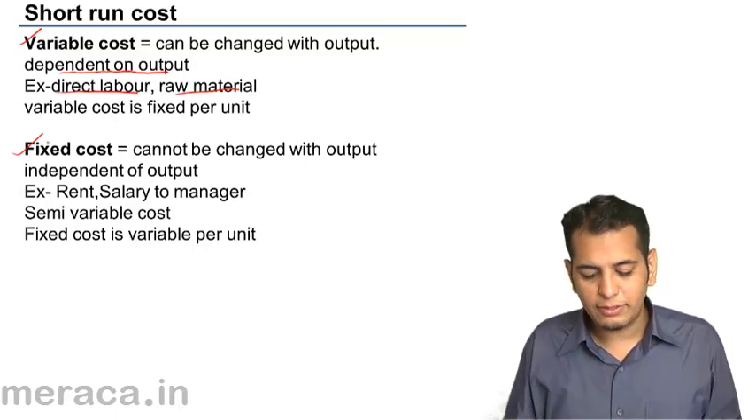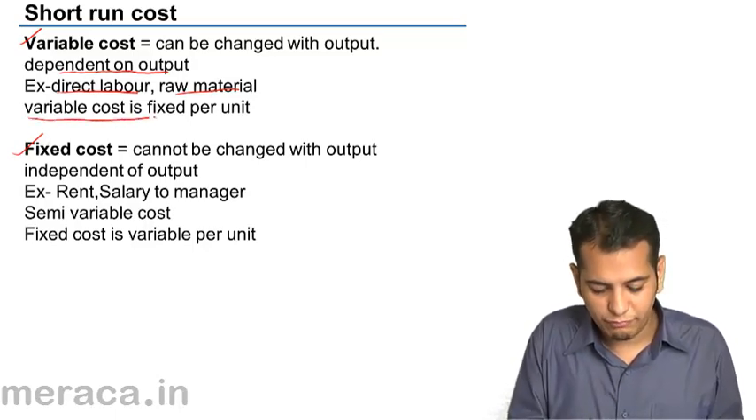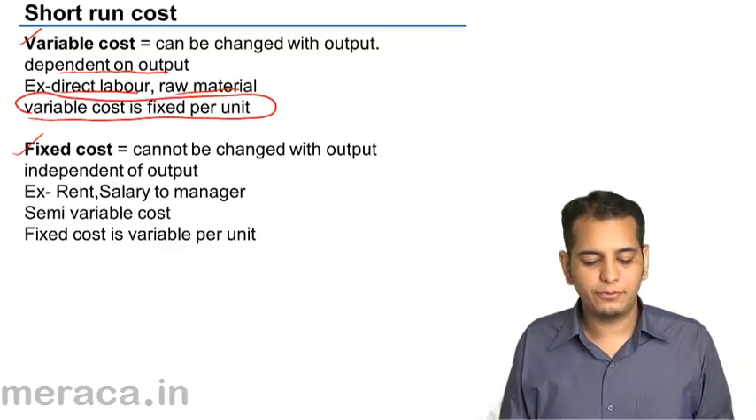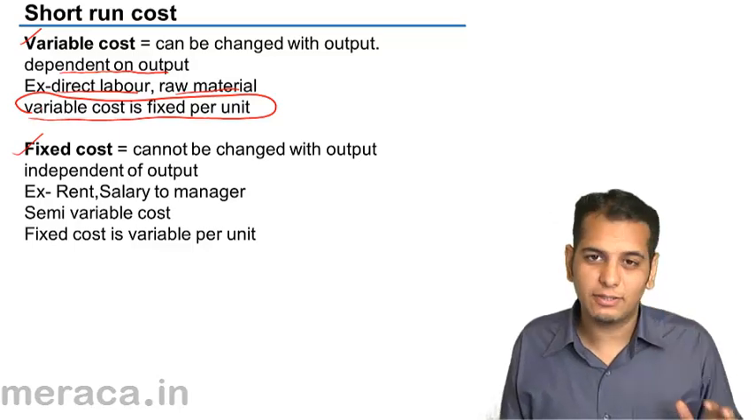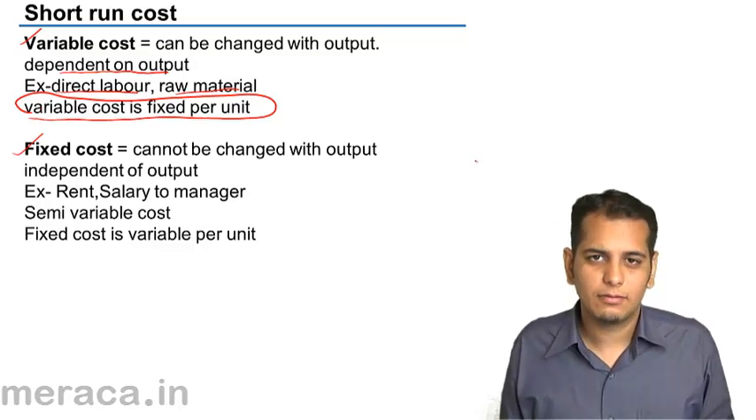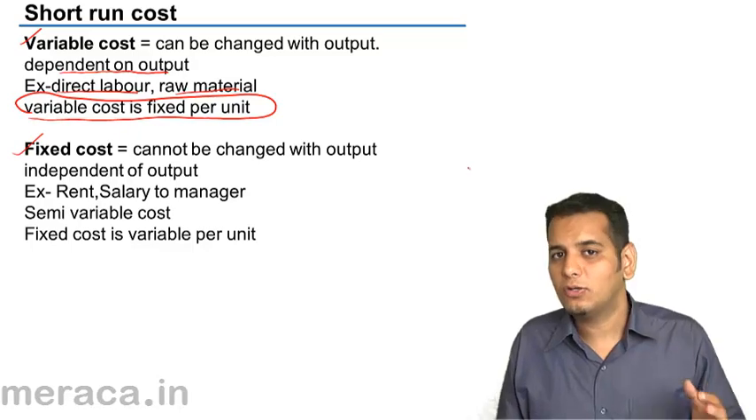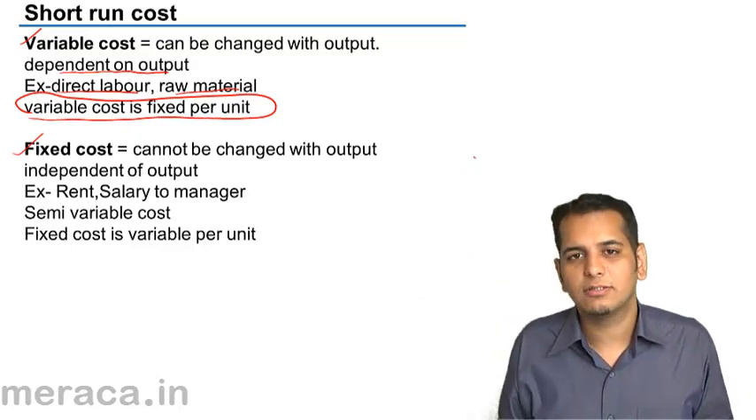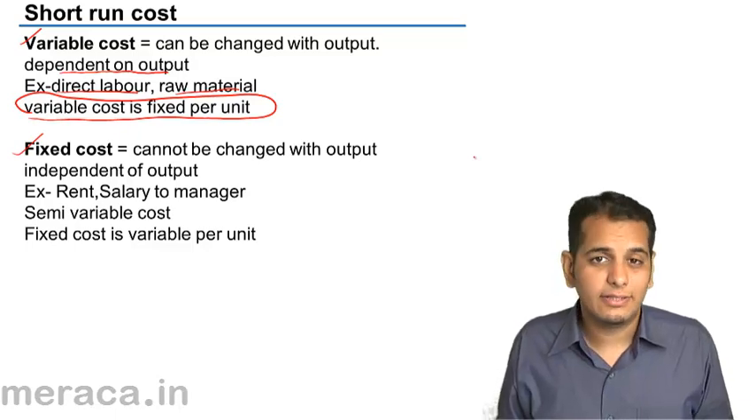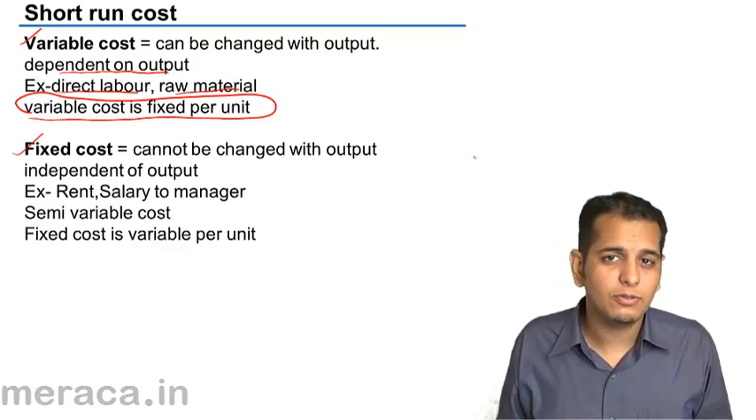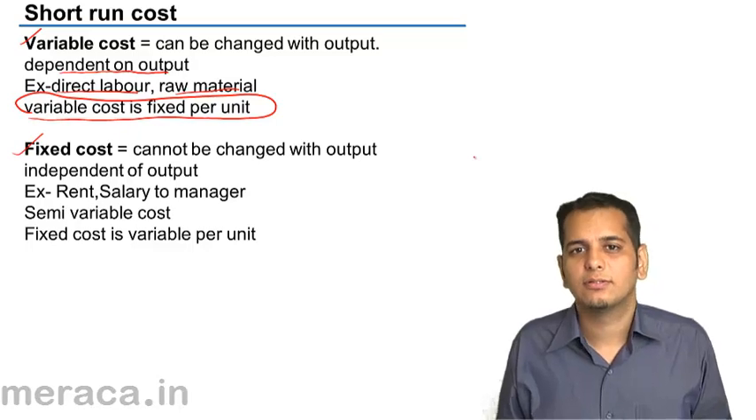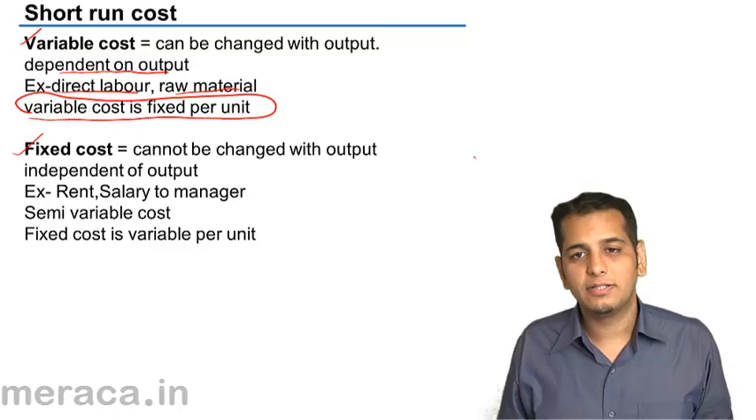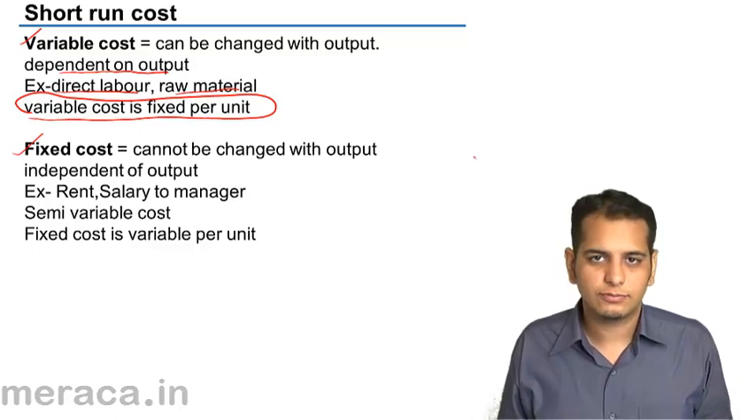The important thing to note here is variable cost is fixed per unit. Now this is very difficult to understand. I'm saying variable cost is the cost which varies with the production level. And in the next sentence I'm saying variable cost is fixed per unit. I will come back to this point when we are done with the fixed cost.